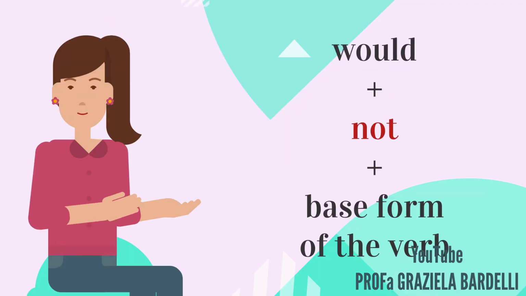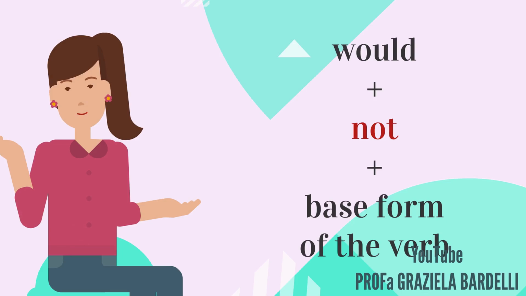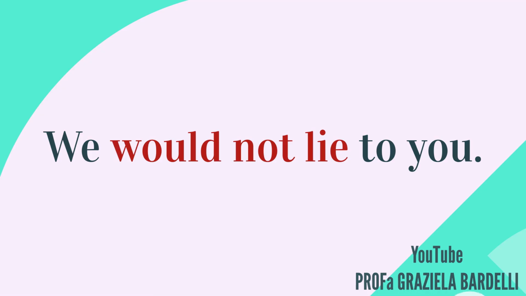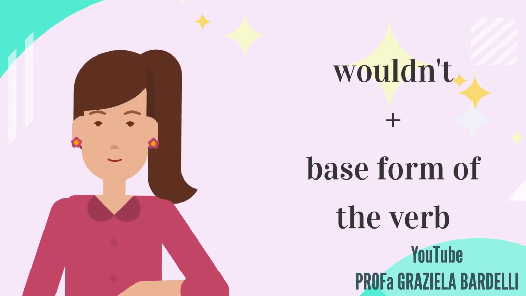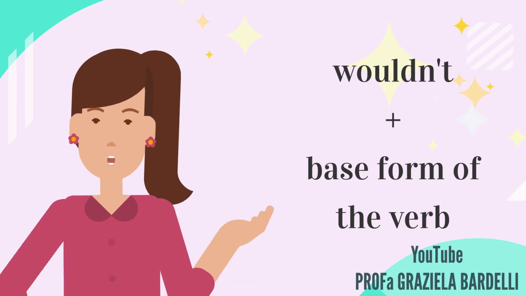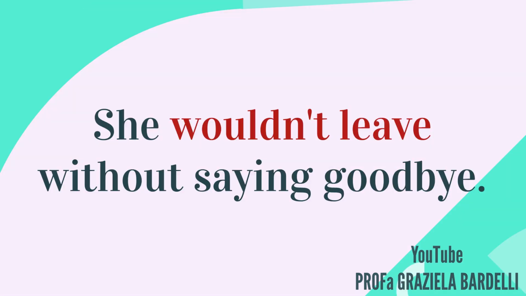To form the negative, add not after would. For example, we would not lie to you. The short form of would not is wouldn't. For example, she wouldn't leave without saying goodbye.